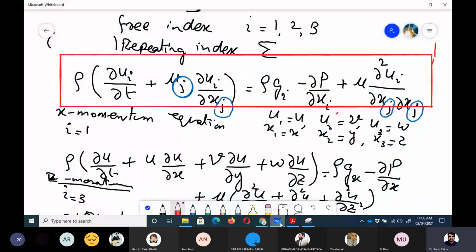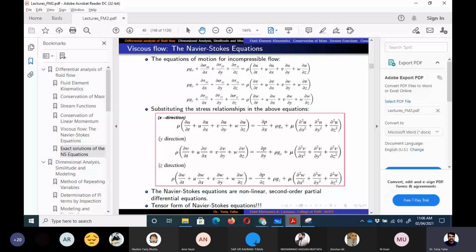If we just know the tensor form of the equation, we can get to the component form by using the expansion as I have explained. Now, if there is any query, you can ask.